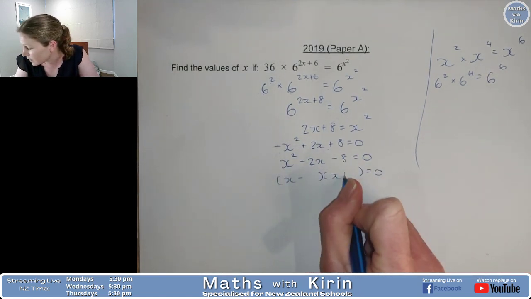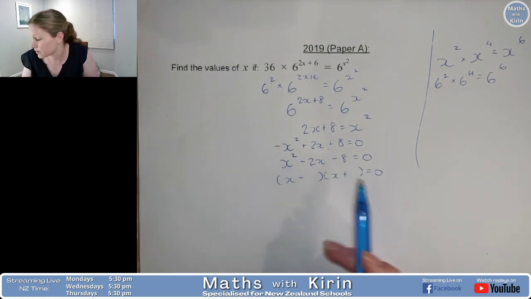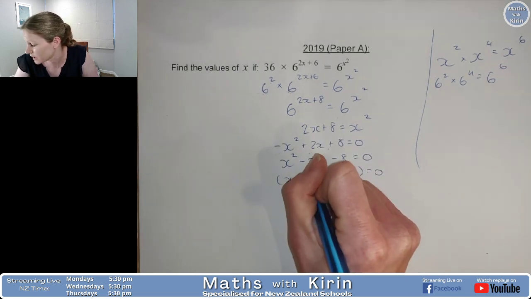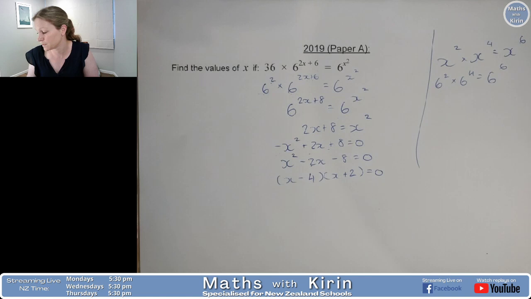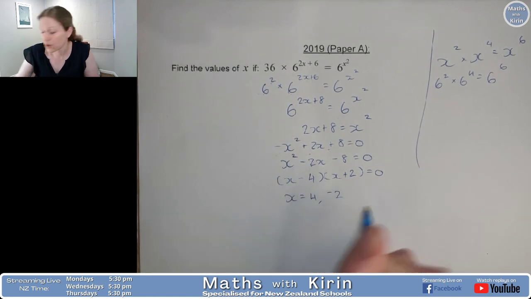Negative 8 means we have a negative and a positive number. We want them to have a difference of 2. So that would be 4 and 2. And we want negative 2x, so we need negative 4 plus 2, which means we actually have two solutions. X is equal to 4 or negative 2.